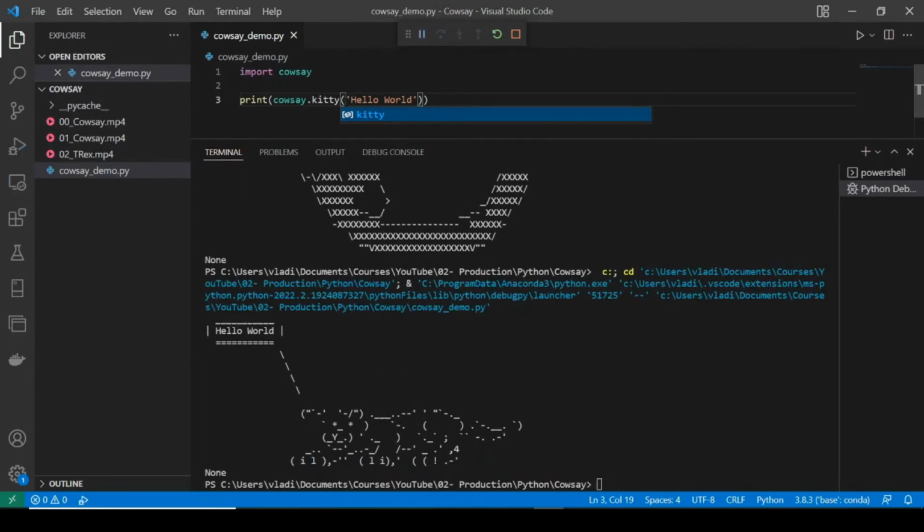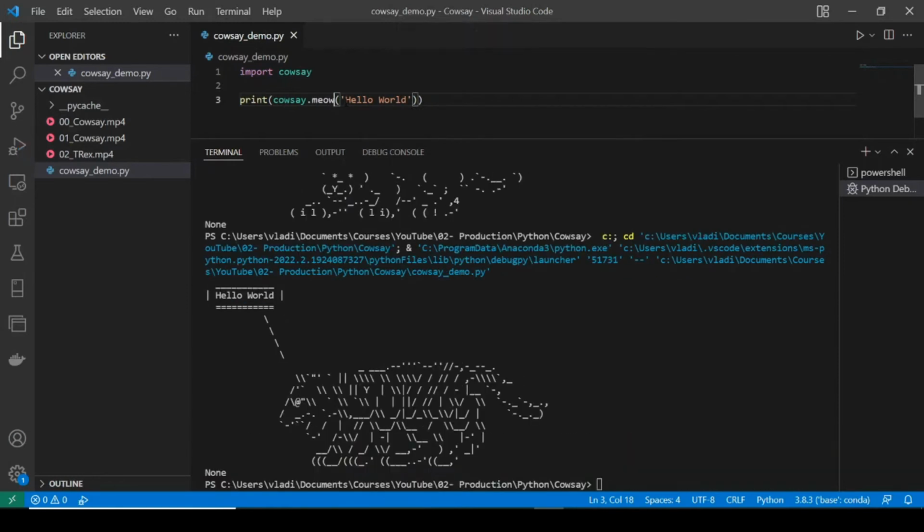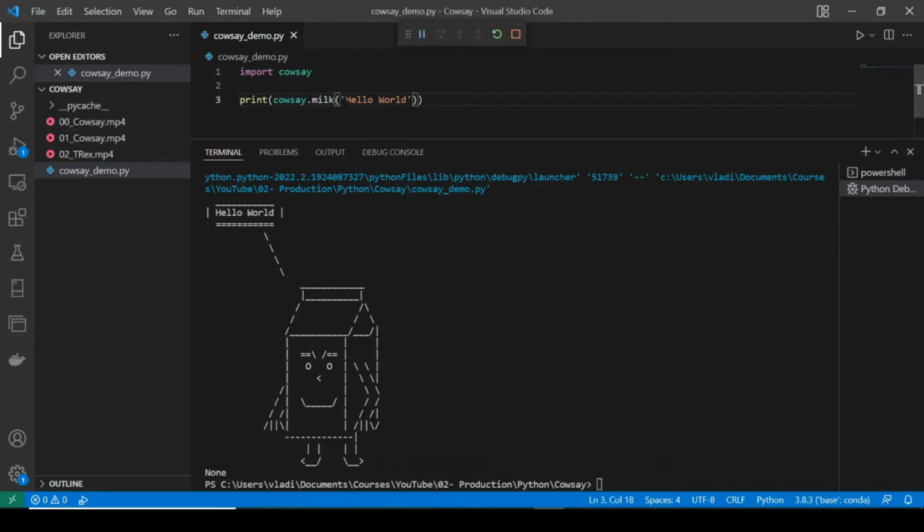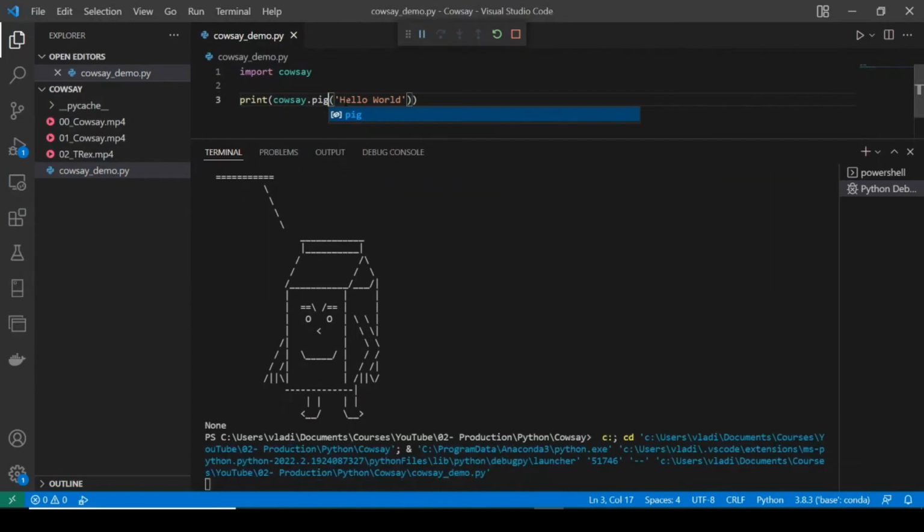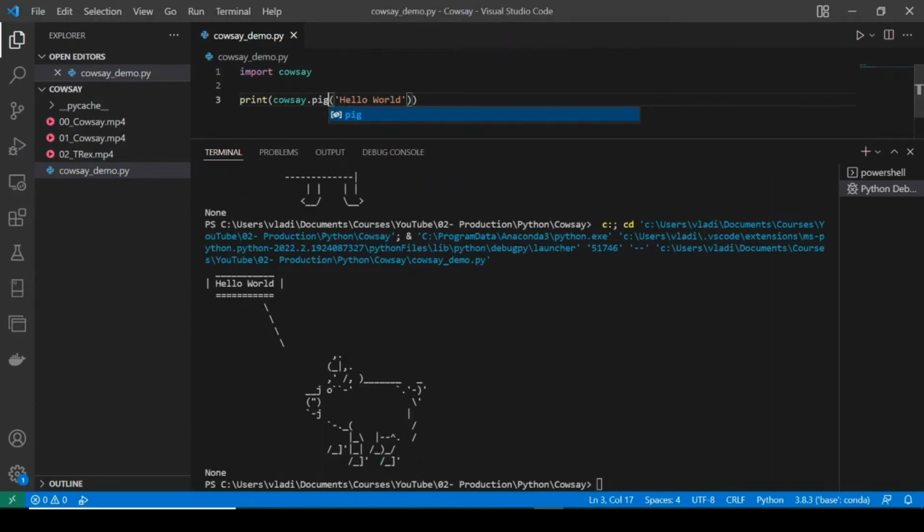Next one is Mr. Kitty with the same message. Surprisingly, a tiger goes under the name of Meow. And if you're not impressed, how about Mr. Milk? Mr. Milk looks angry today, don't you think? The next one is Mr. Pig. Very cute.